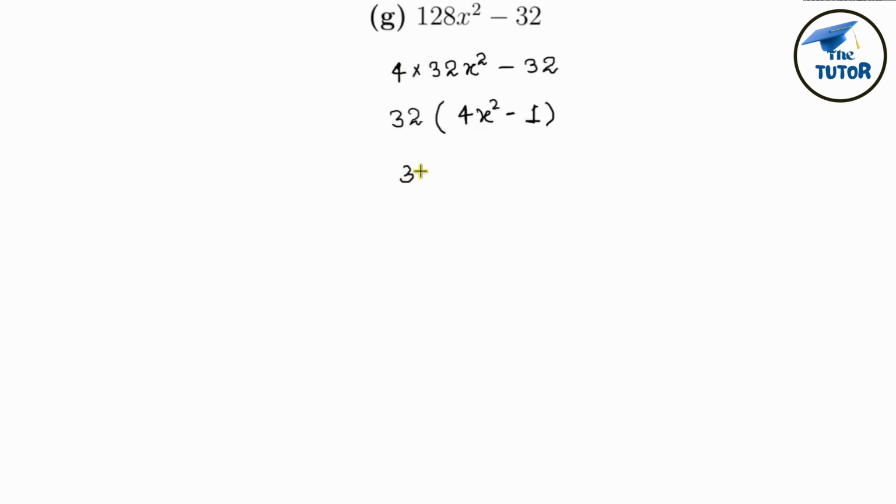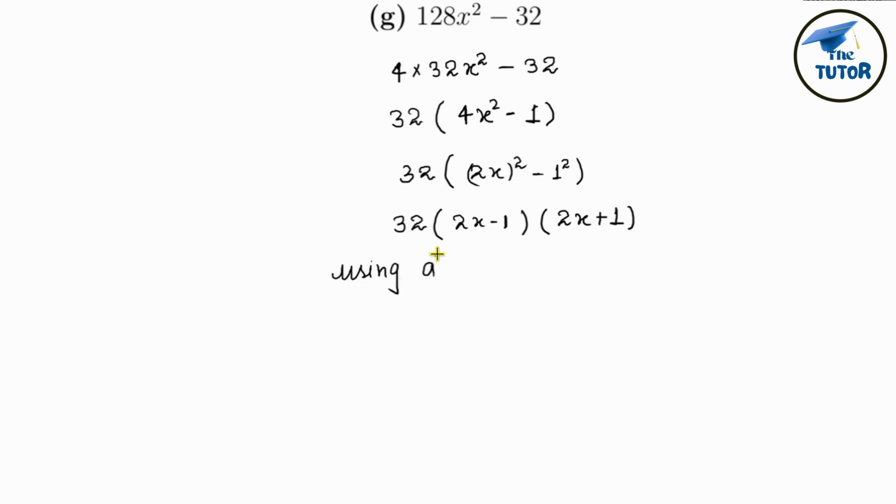Now 32 will remain as it is, but inside the bracket, can I write 4x square as 2x whole square and then negative 1 square, right? Which identity is applicable now? A square minus B square. That is right. So 2x minus 1 and then 2x plus 1, using a square minus b square, which is equal to a minus b and a plus b. So the final answer would be 32 in bracket 2x minus 1 and 2x plus 1.